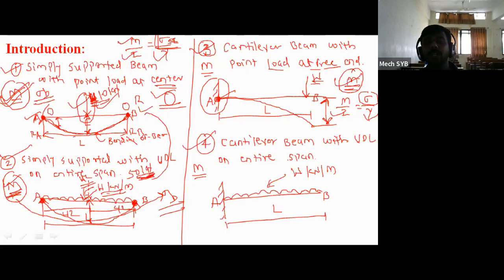Cantilever beam with UDL on entire span. So this is the second cantilever beam from A to B. Whatever the total length is, this total length is subjected to the UDL on the entire span. So what we have to do here once again is convert this UDL into a point load, that is W into L, and then go for the BM calculation. We have to calculate the bending moment, which means we have to calculate M.